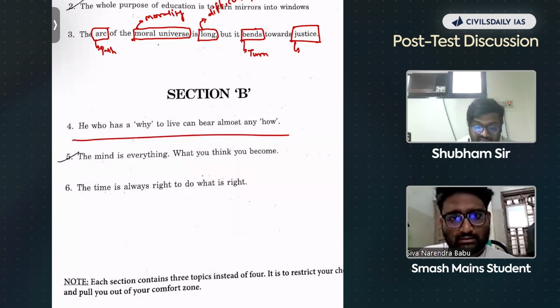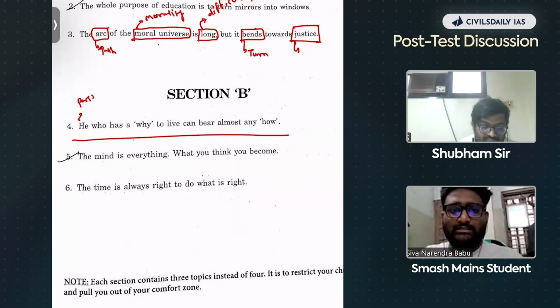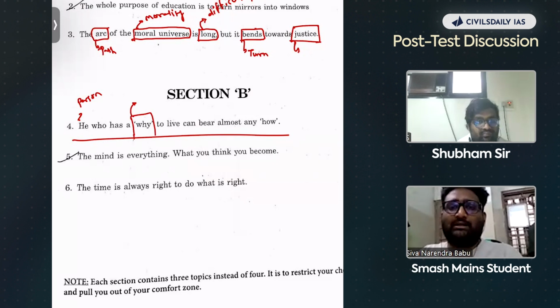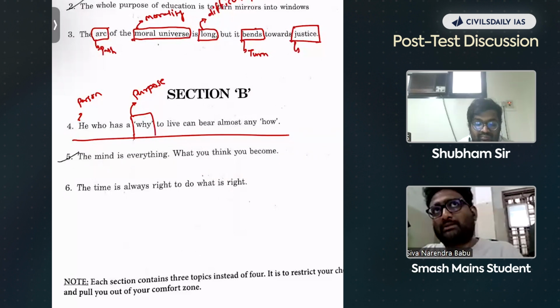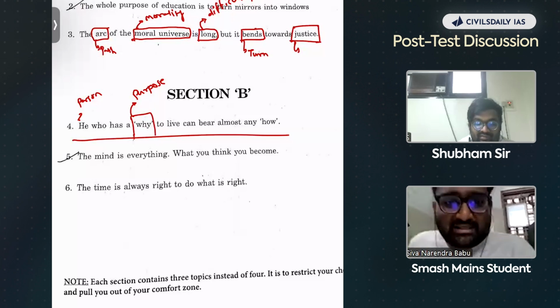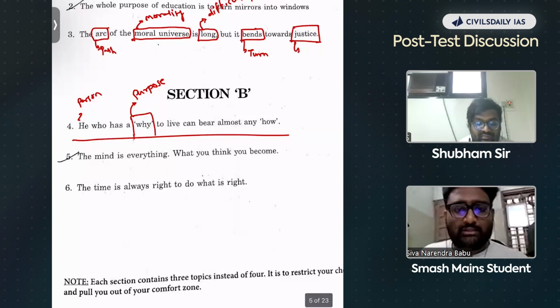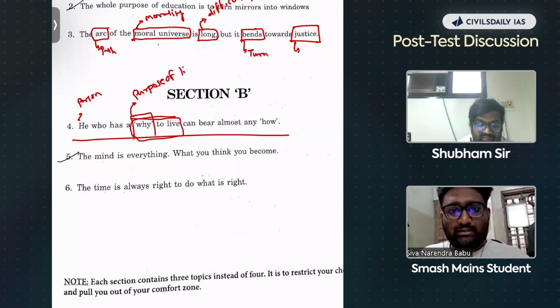Just do it for this one. I won't be telling you anything. He who has a why to live. He means me or any one person. Who has a why to live means the person who understands why I should live, the reality of why one should live, the purpose of life. Live means life, purpose of life.